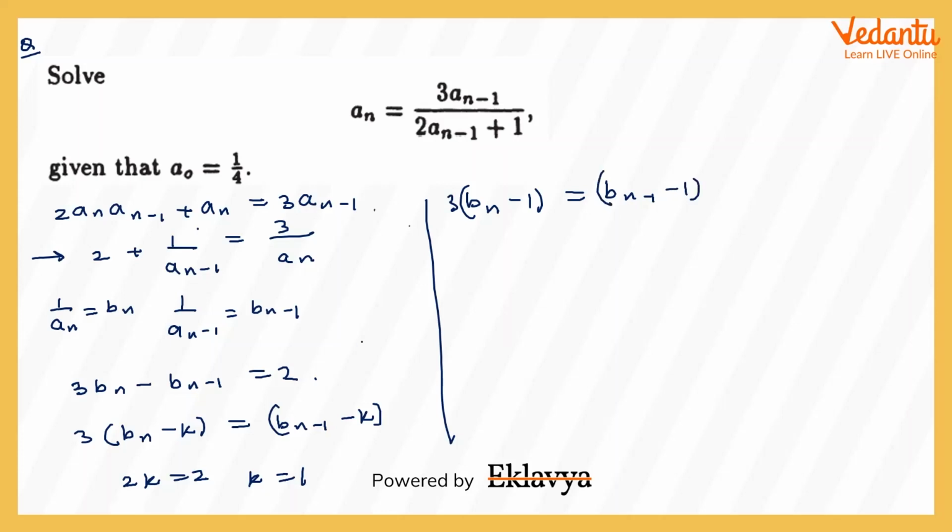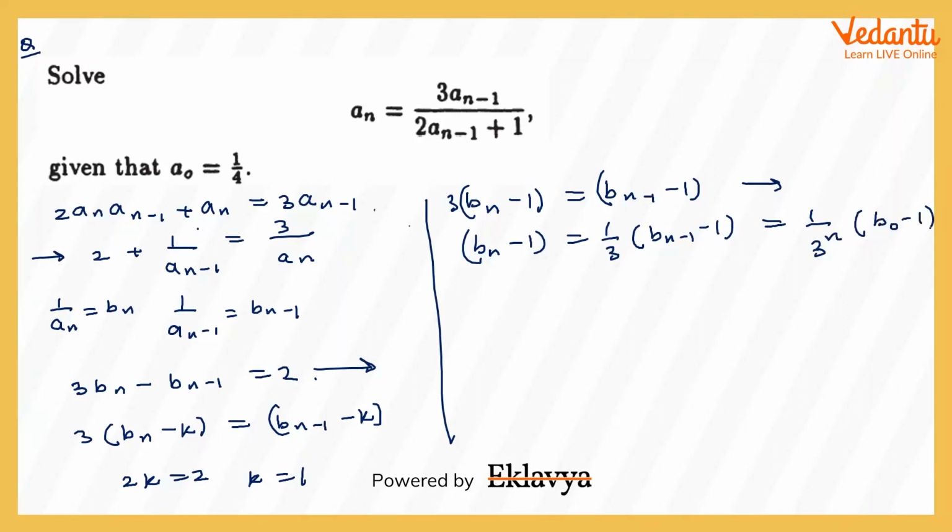Let me check once again if this is the same relation as this or not. So 3bn minus bn minus 1 is equal to 2. That is absolutely correct. So you can check in terms of bn minus 1 or bn minus 1 minus 1, it is becoming a GP. So I can write this directly as 1 upon 3 power n into b naught minus 1. If we can go up to b naught, and here b naught will be, because b naught is 1 upon a naught, and a naught is given in the question as 1 by 4, so this will be 4.